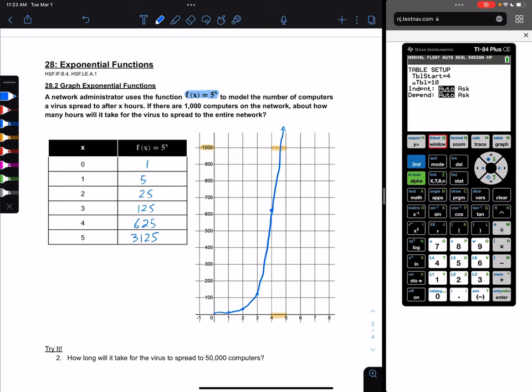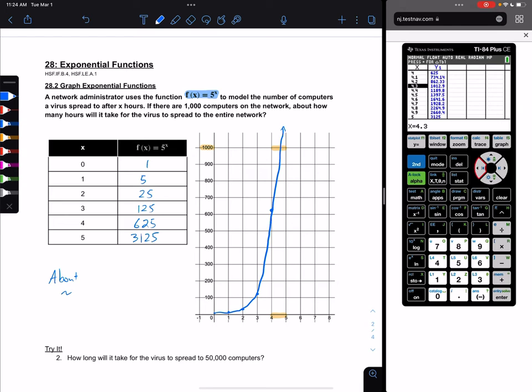So what we're going to do is, because we want this to be a little bit more specific than just 4, 5, 6, 7, we're going to change this to, let's say, 0.1. If I go to my table, now I have 4, 4.1, 4.2, 4.3, and so on. So this gives me more accurate answers. And if I go to 4.3, that matches up with about 1012, which is close enough to the 1,000 computers that we're looking at. So a more accurate answer, I would say approximately 4.3 hours.